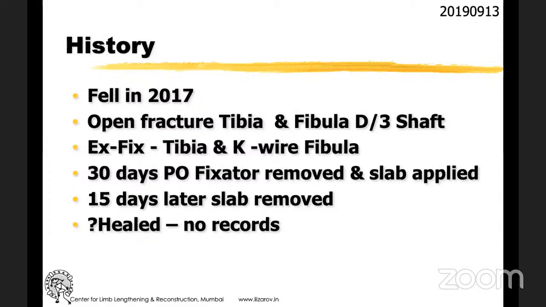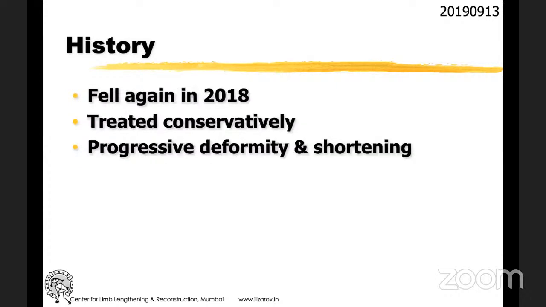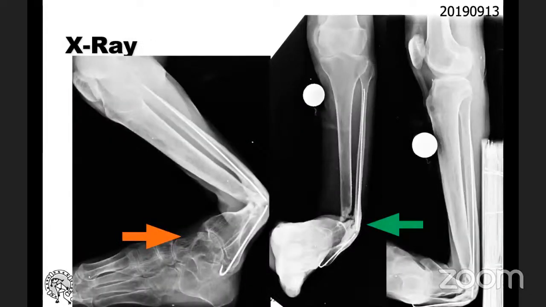External fixator was applied for the tibia and K-wire for the fibula. 13 days later, the fixator was removed and a slab was applied. Then 15 days later, the slab was removed. Query, whether the fracture had healed, as records are not available. She again gave a history of a fall in 2018, treated conservatively. Following that she progressively developed a deformity and shortening.